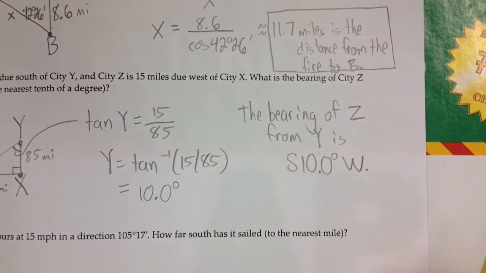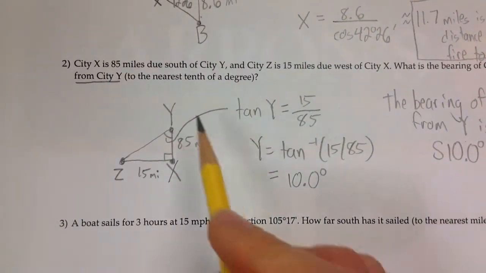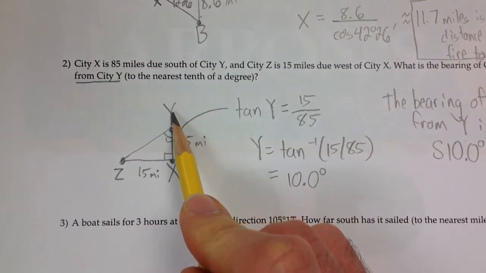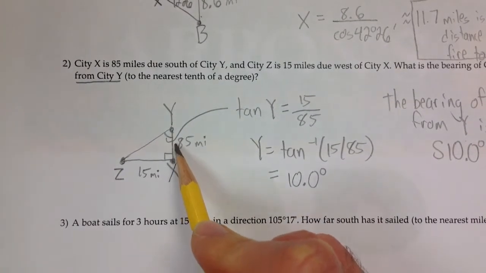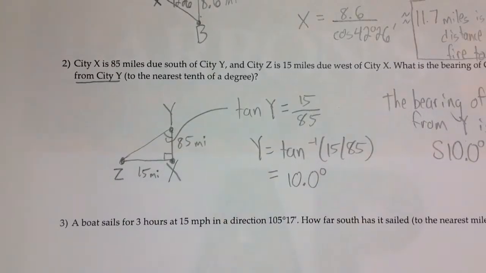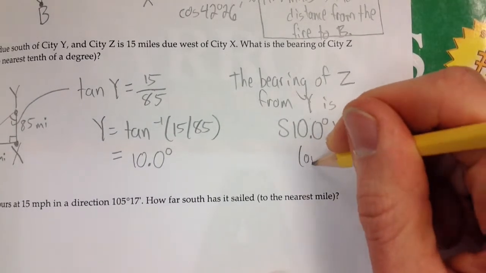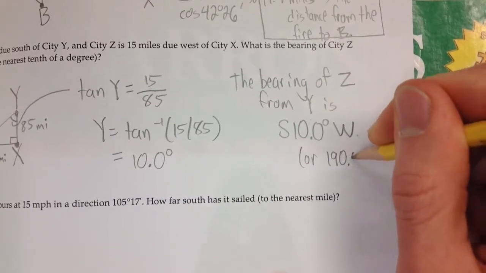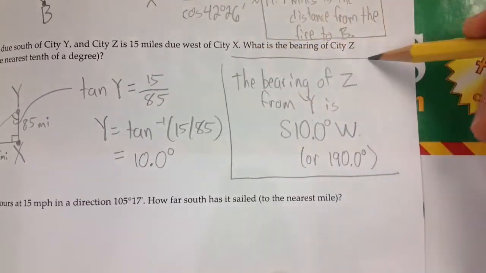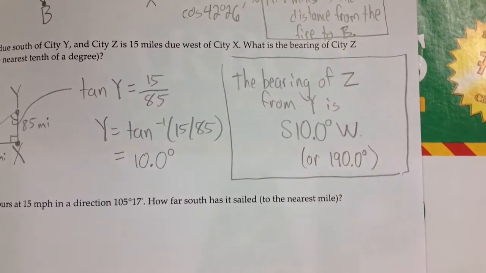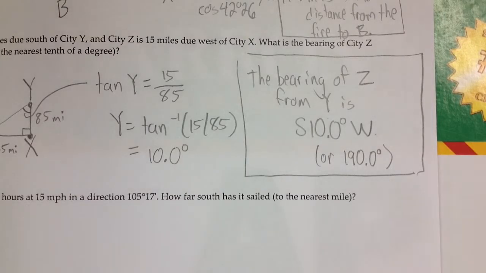That would be acceptable in my book. Or you could use the convention that starts from north, 0 degrees. So south would be how many degrees, anyone? 180. And then you're going 10 more, 190. Any questions on 2?